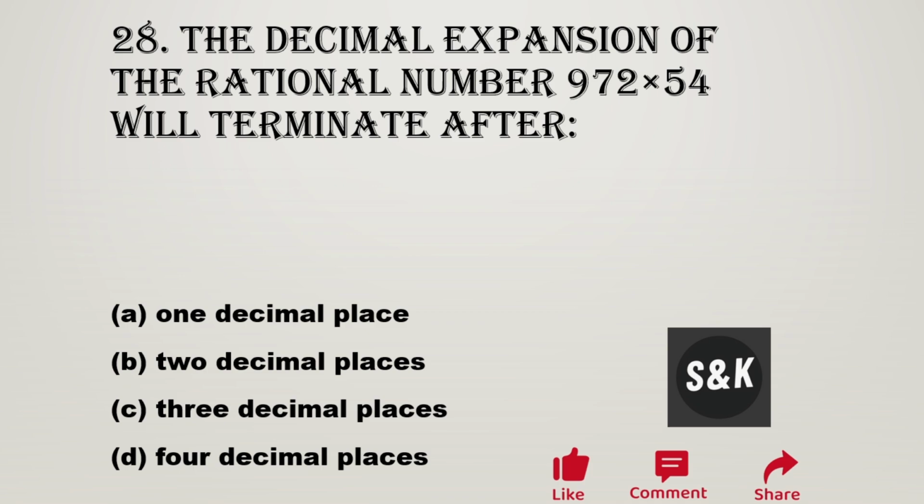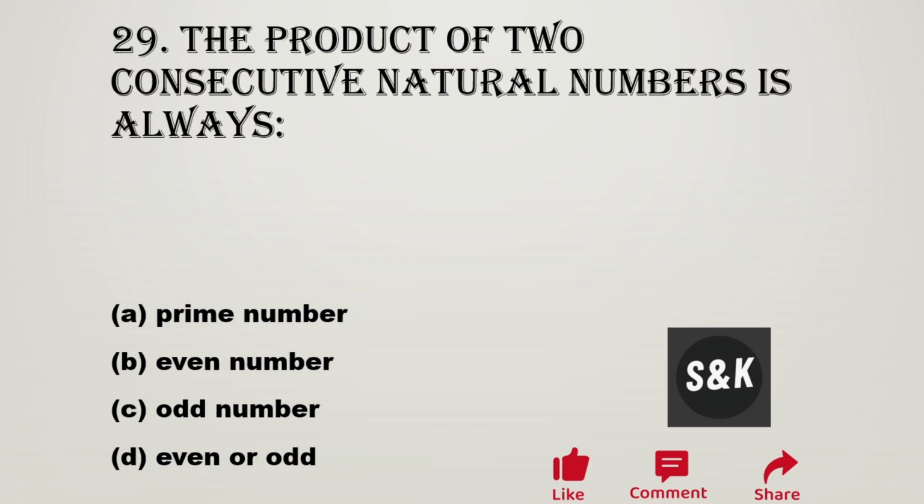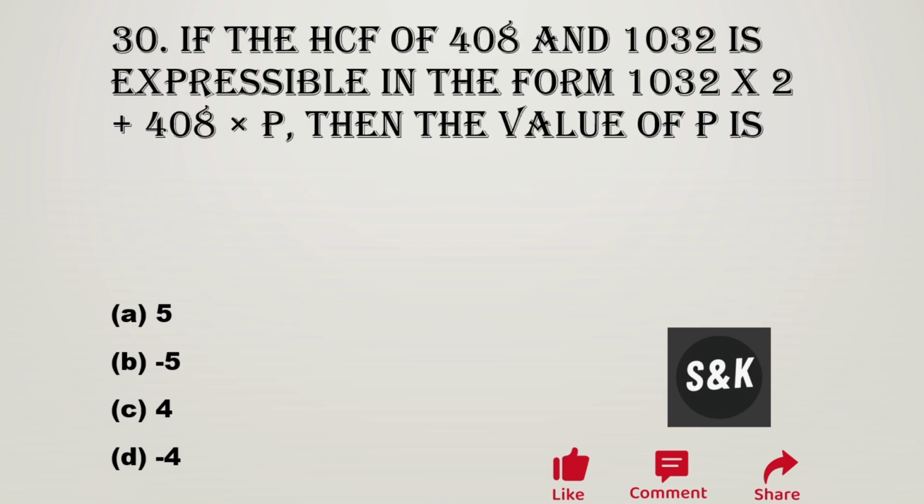The decimal expansion of the rational number 97/(2 into 5^4) will terminate after 3 decimal places. Option C. The product of two consecutive natural numbers is always an even number. If the HCF of 408 and 1032 is expressible in the form of 1032 into 2 plus 408 into p, then the value of p is minus 5.